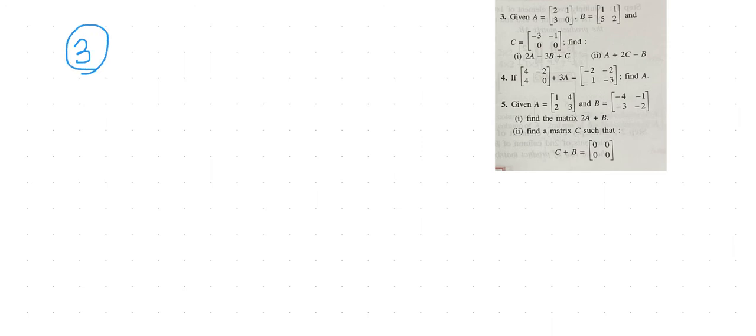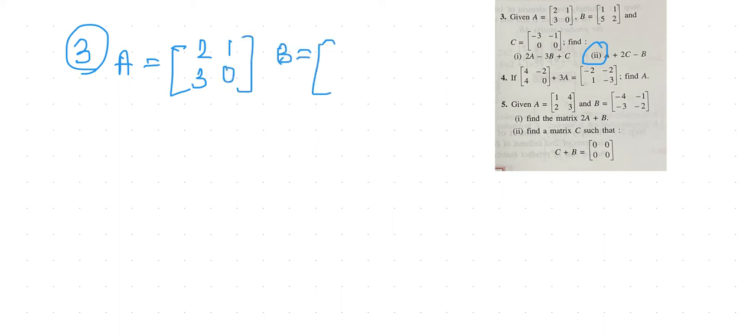So what is there in question number 3, children? It says given A is this, B is this, and C is equal to this, find 2A minus 3B plus C. Okay, and A plus 2C minus B. So what I will be doing, I will be doing the first sub question, and second one you can be taking as homework, children. Okay, so this is equal to A has been given as how much? 2, 3, 1, 0. B has been given as 1, 5, 1, 2. Okay, and C has been given as what? Minus 3, 0, minus 1, 0.